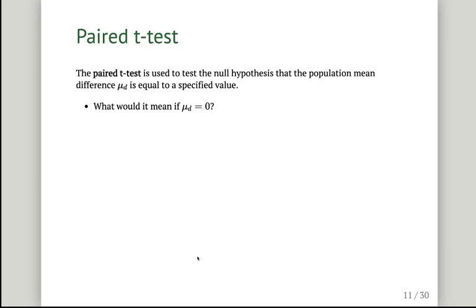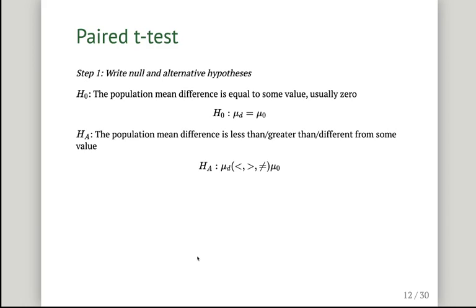So we're going to test the null hypothesis that the population mean difference is equal to some specific value, which most of the time is going to be 0. If that mean difference is 0, what that really means is that there's no difference between the groups. The price of a book on Amazon would be the same on average as the price of a book at UCLA. So here's how this test works.